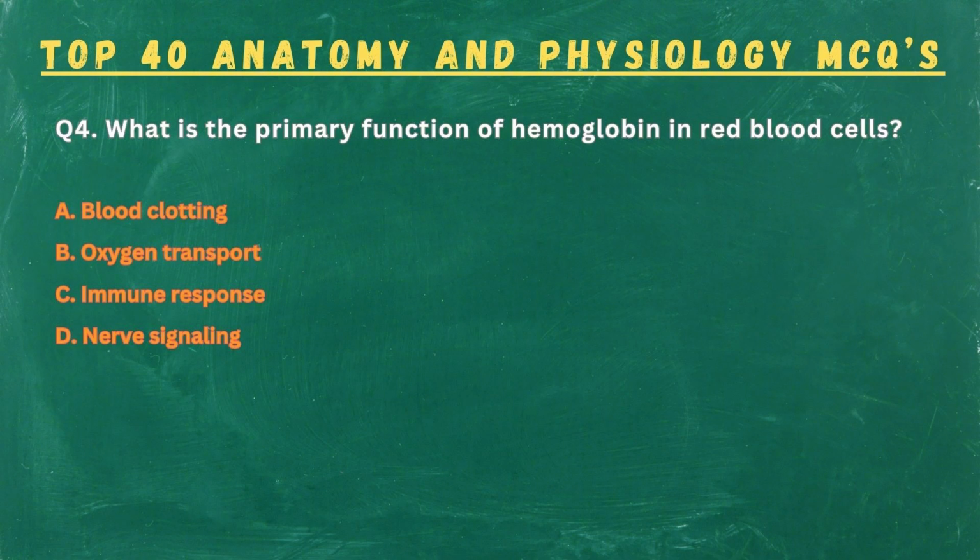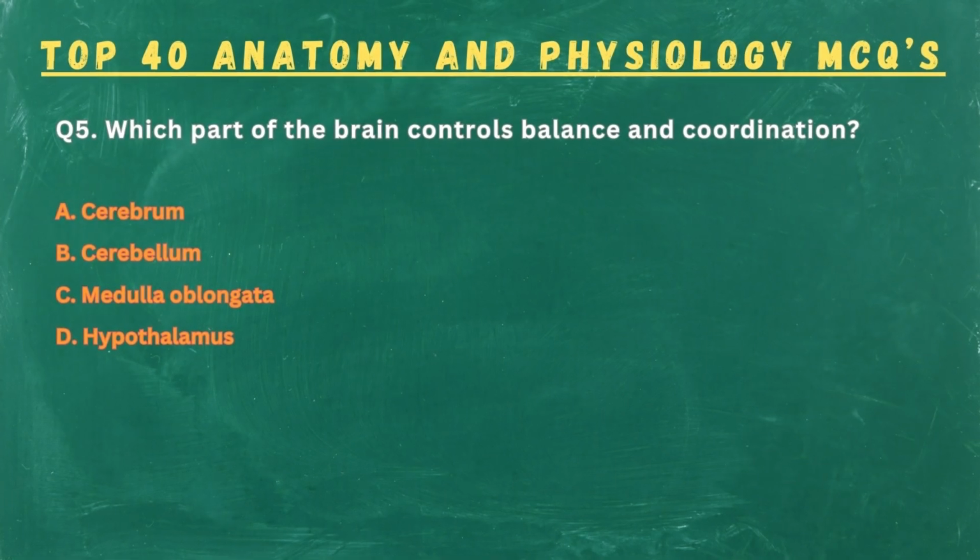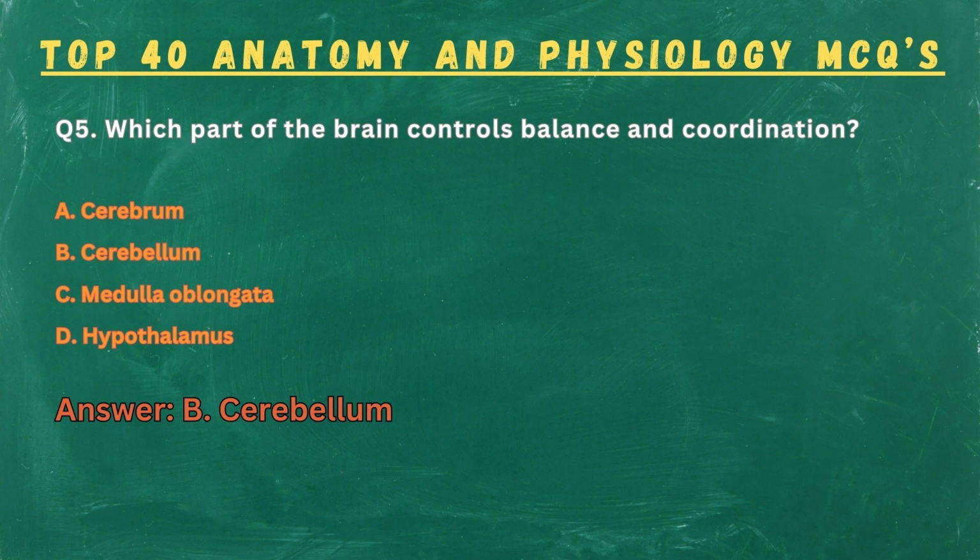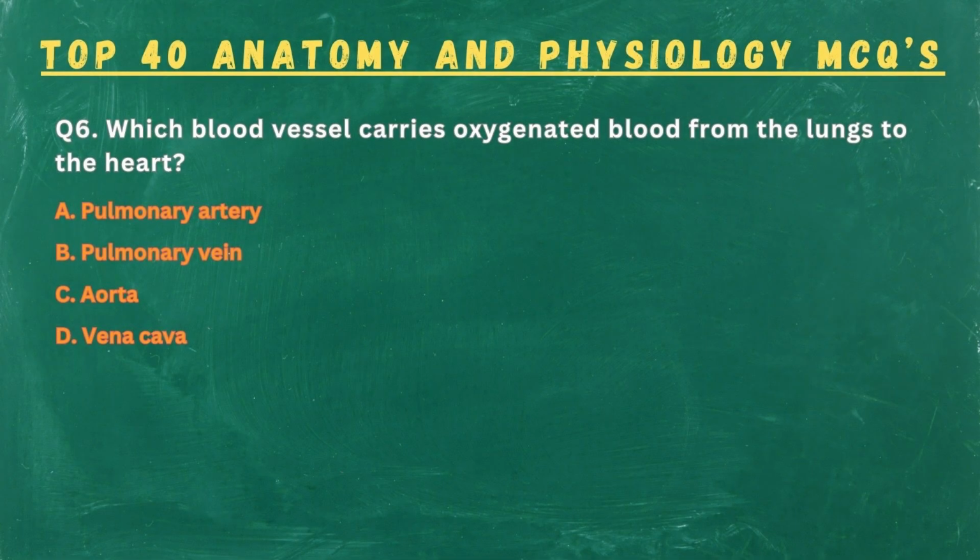Q4. What is the primary function of hemoglobin in red blood cells? A. Blood clotting. B. Oxygen transport. C. Immune response. D. Nerve signaling. Answer: B. Oxygen transport. Q5. Which part of the brain controls balance and coordination? A. Cerebrum. B. Cerebellum. C. Medulla oblongata. D. Hypothalamus. Answer: B. Cerebellum.